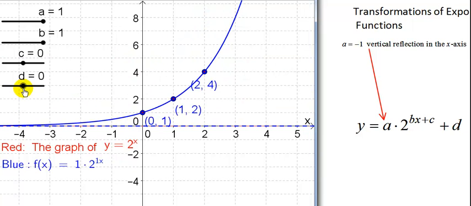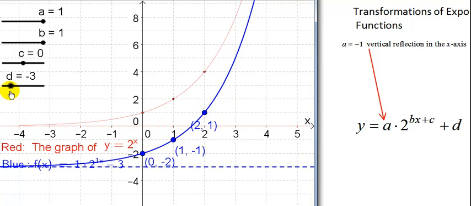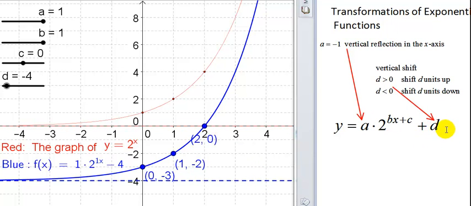Here's my parent graph again. Now let's make d negative. Where does the graph go? If d is negative 4, it shifts the whole graph down 4 units, including the asymptote. So the asymptote that was originally at y equals 0 is now at y equals negative 4. So over here we can see, what does d do? If d is positive, it's going to be a vertical shift up, and if d is negative, we're going to have a vertical shift down.